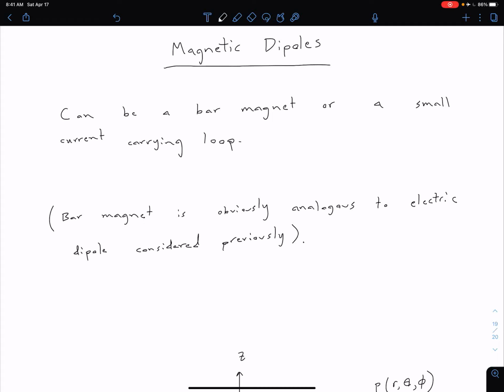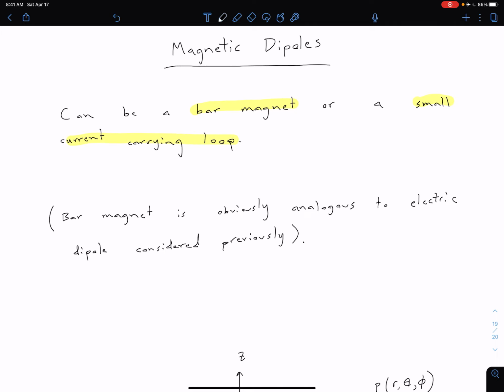In this video, we're going to take a quick look at magnetic dipoles, focusing mostly on the main results, not going through all of the derivation, and we're going to compare the results to what we saw for our electric dipoles in a previous unit. And so it turns out we have two different ways that we can create magnetic dipoles. The first is a bar magnet, and the second is a small current carrying loop.